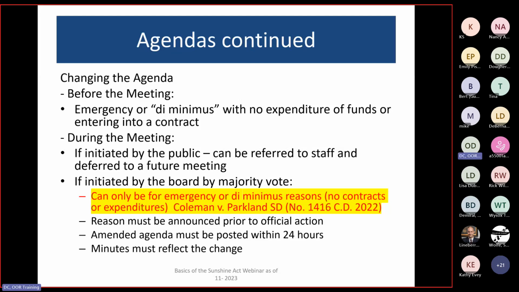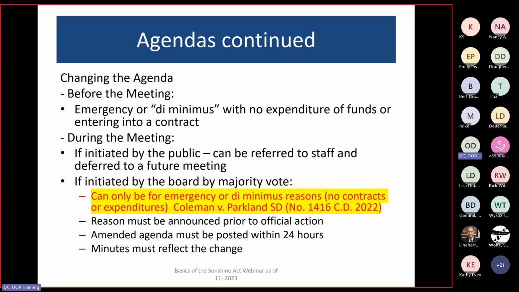I would be very careful about that. Because a policy change constitutes deliberation. If it's of a policy level nature, I would say no, because your agenda must reflect everything you intend to take action on.